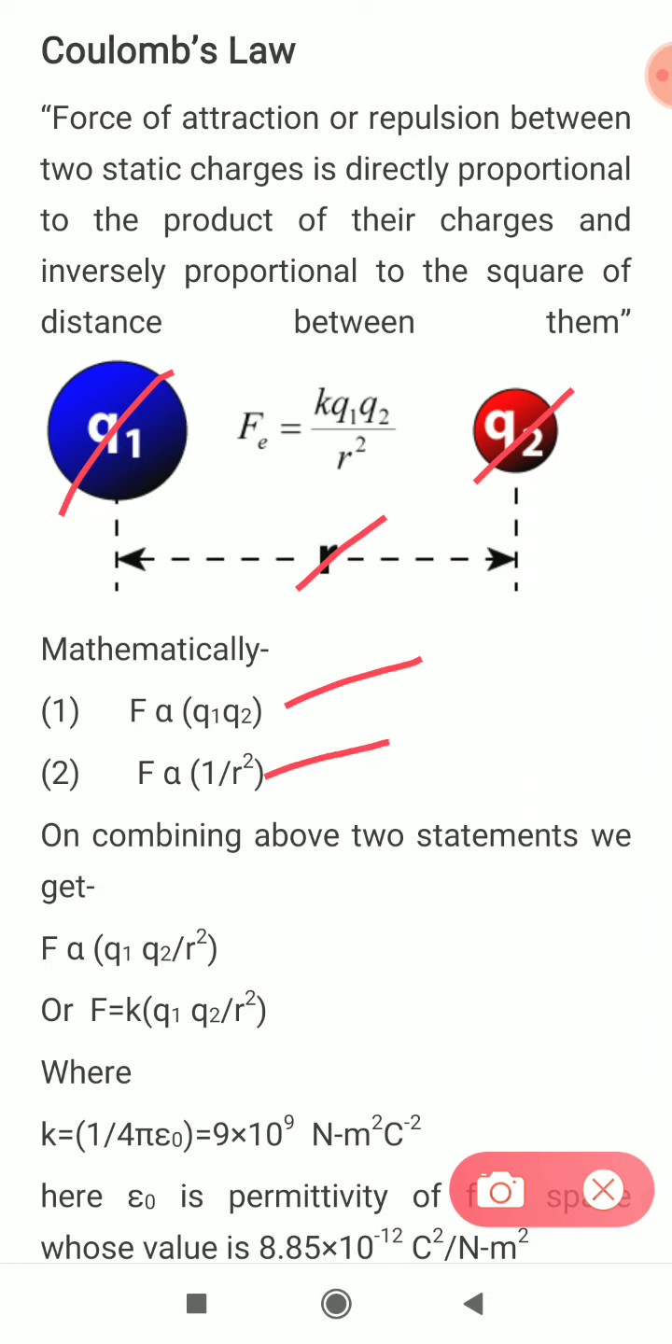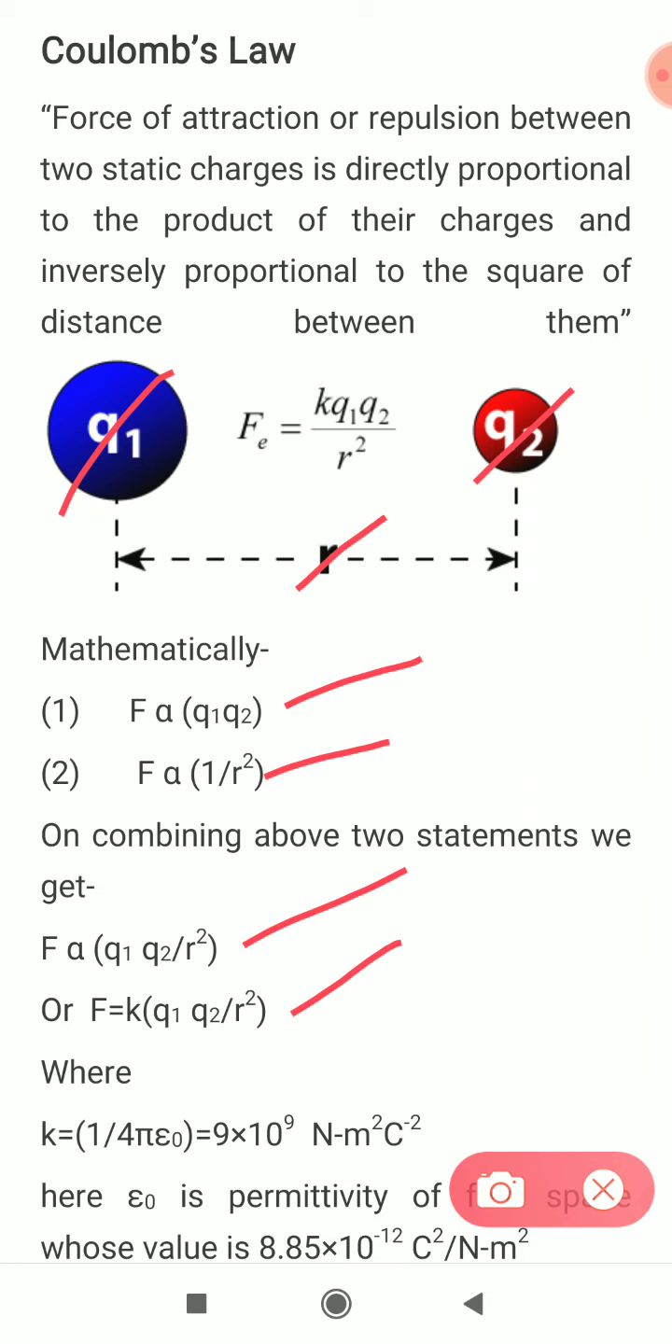Now when we combine both the statements, we get F is directly proportional to q1 q2 upon r square. Whenever we eliminate the proportionality sign, we have to use some constant. This time we are using the constant k. So F is equal to k q1 q2 upon r square. Now the value of k is 1 upon 4 pi epsilon naught, and the value of this constant comes from the experimental outcome, which is 9 into 10 power 9 Newton meter square upon Coulomb square.